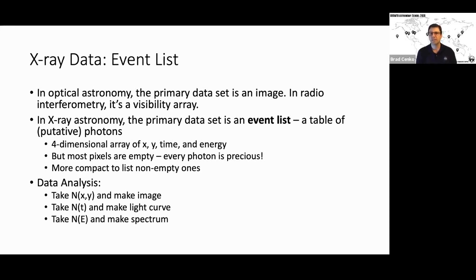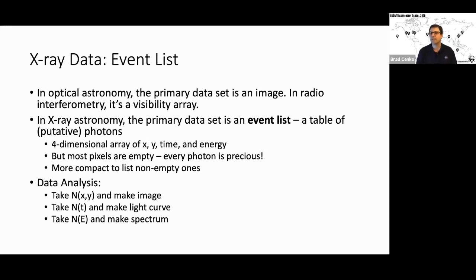Now, most pixels are empty, unlike the optical, where you have a very large background and a large number of sources in any given location on the sky. The X-ray sky is much quieter. The X-ray background typically is much lower. Every photon is precious. So rather than every time the detector is read out every second, giving a full pixel list with a large number of completely empty pixels, what we get is an event list. Every time something hits the detector, we get X, Y, time, and energy.